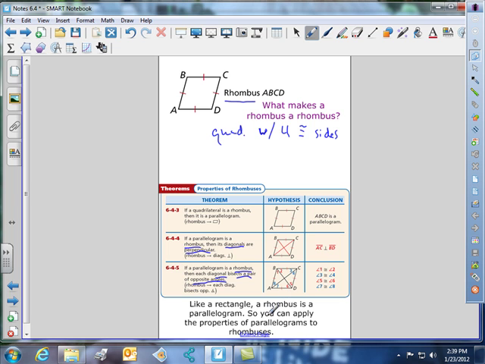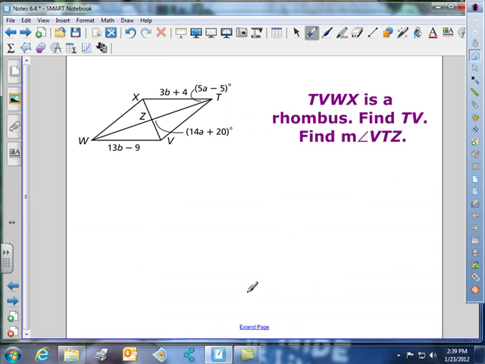Okay, now, a rhombus is also a parallelogram, so all of these properties that we've been talking about with these parallelograms do carry over to a rhombus.